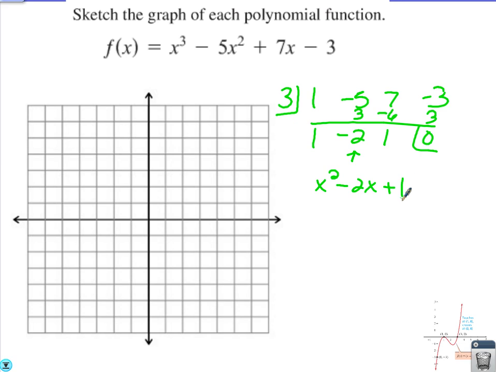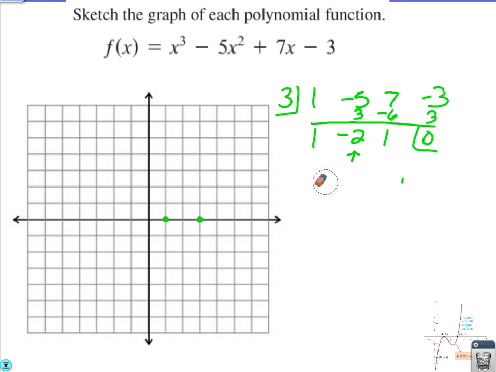What does that factor into? X minus 1 times x minus 1. X minus 1 squared. So my 3 zeros are 3, 1, and 1. Since 1 is a 0 twice, I know my graph's going to touch that. Okay, it's not going to cross, it's going to touch. And I know that at 3, since it's a root once, it's actually going to cross.